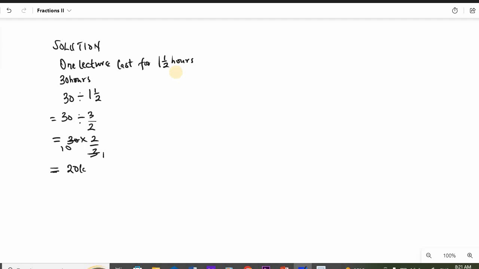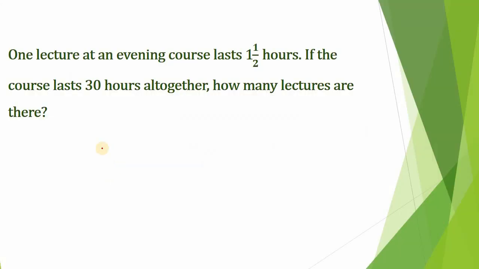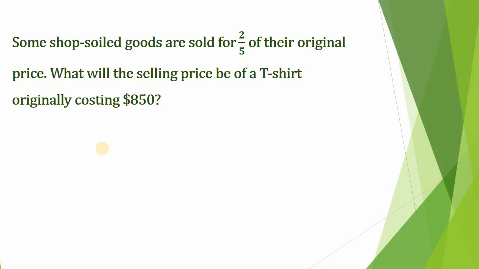The final answer is 20 lectures. So on to the next question. Okay, so some shop goods are sold for 2/5 of their original price. What will the selling price be of a t-shirt originally costing $850? So how do we do this? They're telling us that the goods are sold for 2/5 of the original price, meaning that the t-shirt will cost 2/5 of the original price, which is $850.